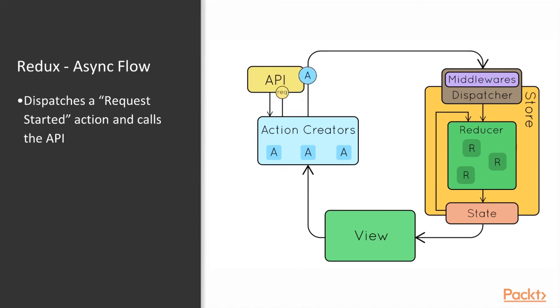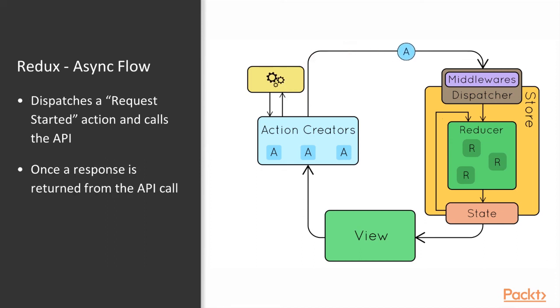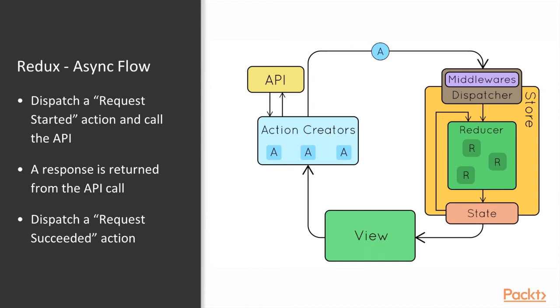The function returned by the action creator runs and calls an API and updates the Redux state to be request started. The request started action could be used to indicate that the data is loading, and the view could display a loading indicator. Once a response is returned from the API call, we can dispatch a success or error action accordingly. Here we dispatch the request succeeded action that would cause the UI to update.